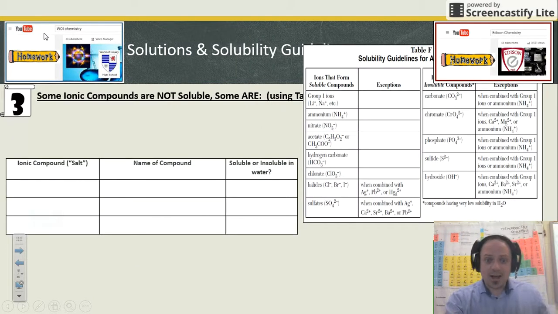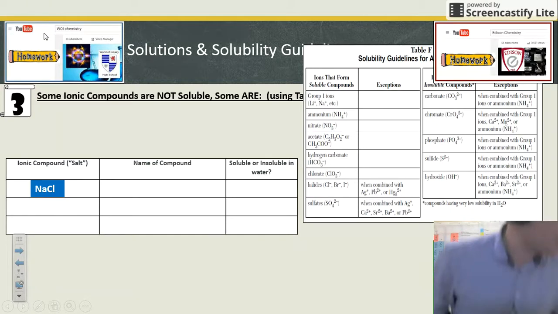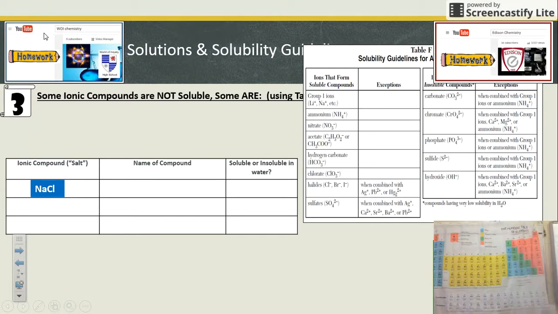So an ionic compound that we're going to talk about here is NaCl. I'm going to write this on the board and use the chart to show you if it's soluble or not. NaCl, the name of that compound is, of course, sodium chloride. The way we figure out the solubility is we start with the second ion, the Cl, and we look at table F and find where Cl is located. And I find it right there.